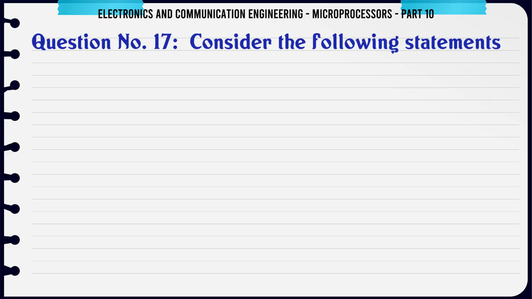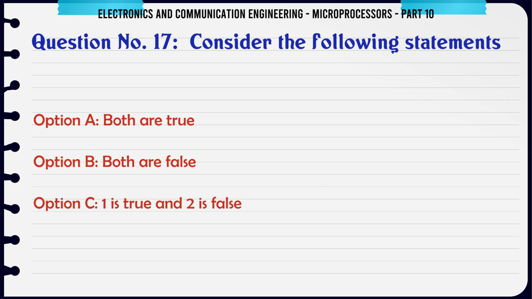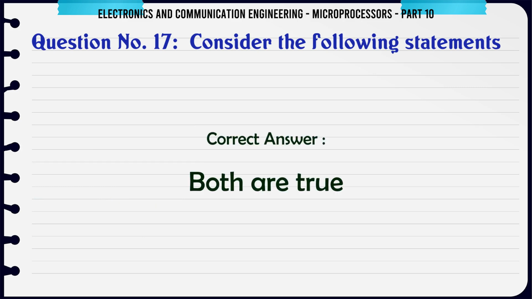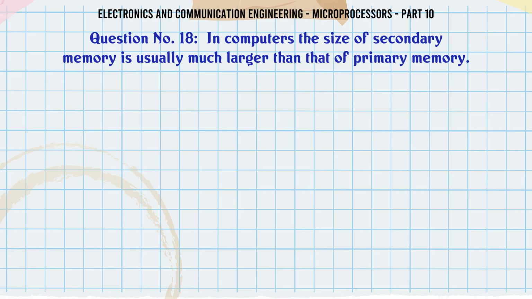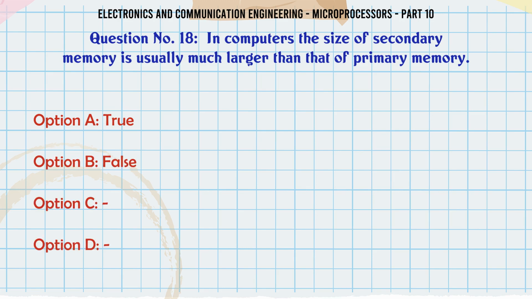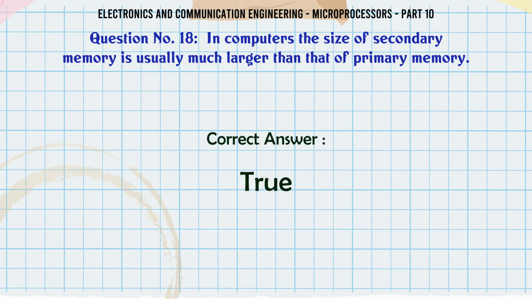Consider the following statements. A. Both are true. B. Both are false. C. 1 is true and 2 is false. D. 1 is false and 2 is true. The correct answer is both are true. In computers, the size of secondary memory is usually much larger than that of primary memory. A. True. B. False. The correct answer is true.